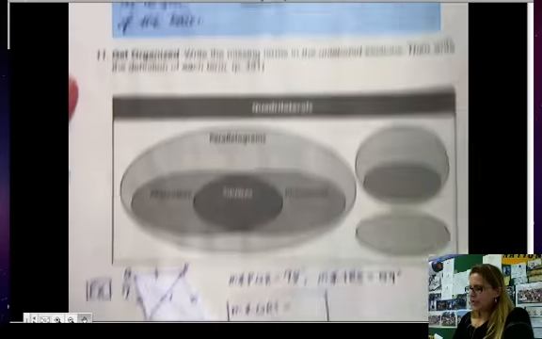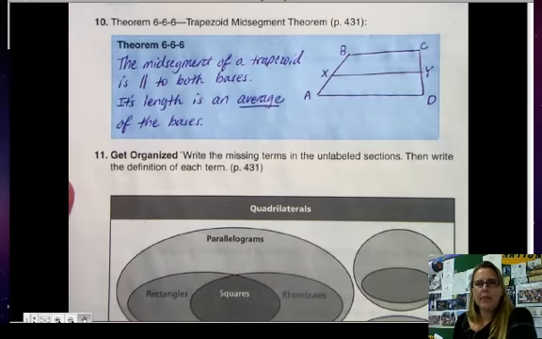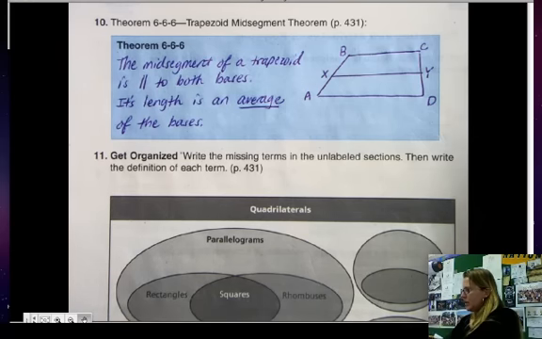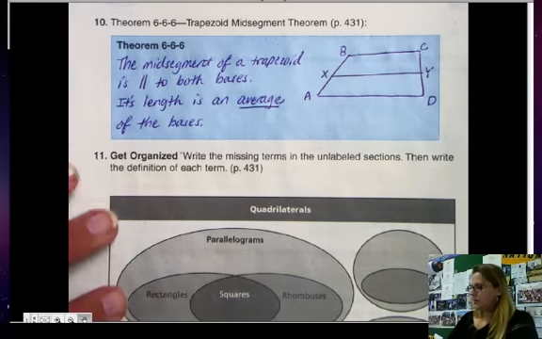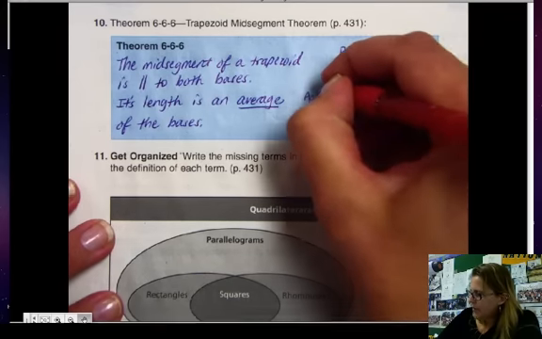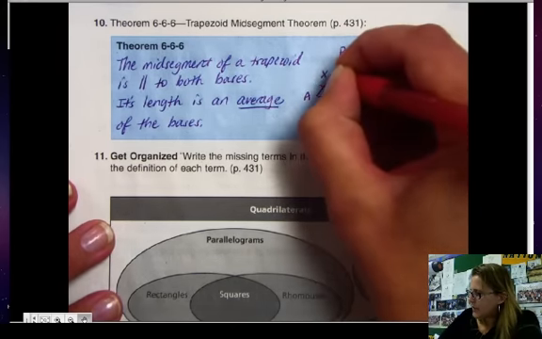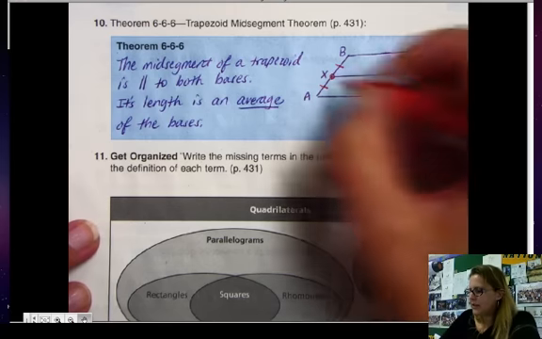Okay, a few more things here. First of all, the mid-segment theorem of a trapezoid. I told you that you would see this. Here it is. So the mid-segment theorem, if we have a mid-segment, that means that it is at the midpoint of the 2 legs and it's connecting.